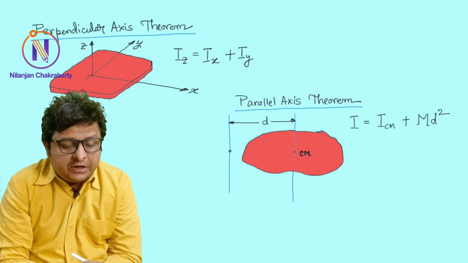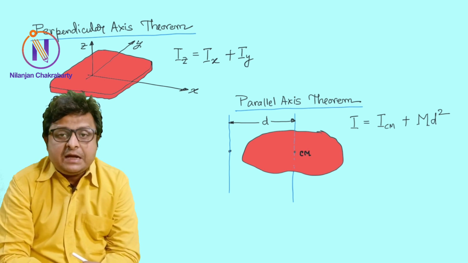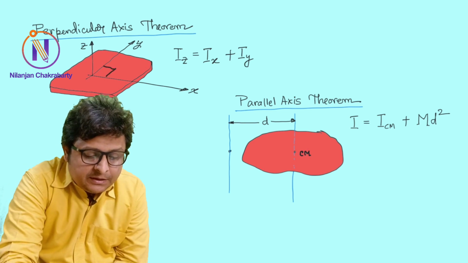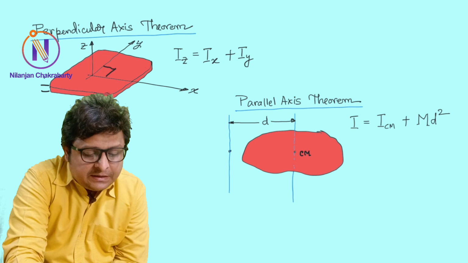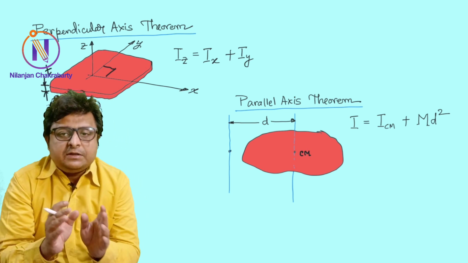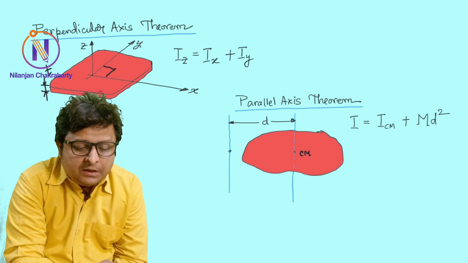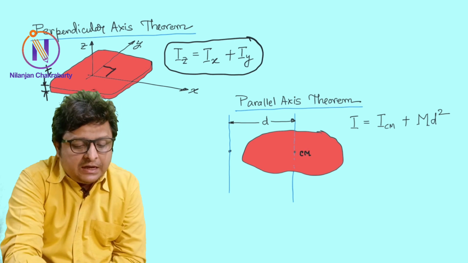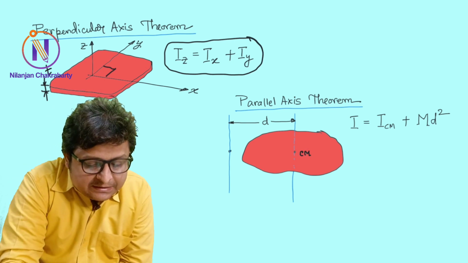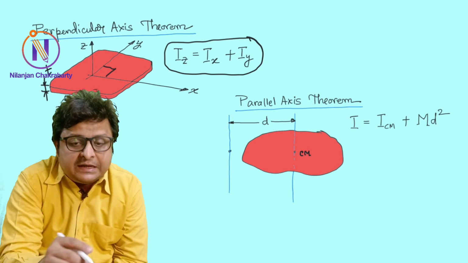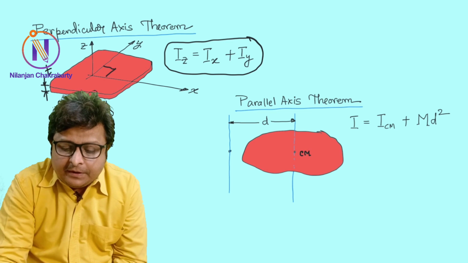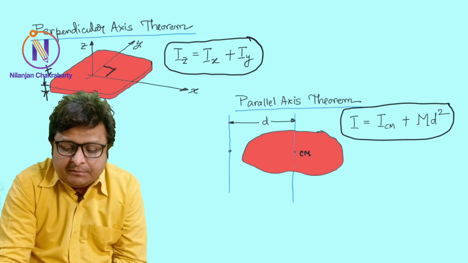Now, the perpendicular axis theorem is valid for laminar or plane bodies. Suppose there is a body in the xy plane, with very small, almost negligible thickness t, so it's almost a plane body. Then Iz equals Ix plus Iy. Iz is the moment of inertia about the z axis, Ix about the x axis, Iy about the y axis. Parallel axis theorem: I equals Icm plus md squared.